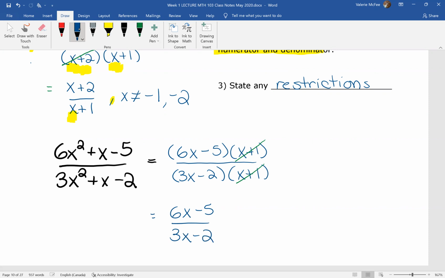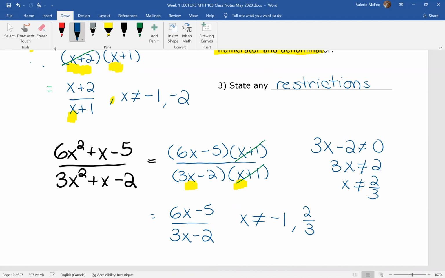Pause your video now and find the restrictions. Remember, we need to go back to the entire factored denominator. There are 2 values of x here. That tells me we're going to have 2 restrictions. X cannot equal -1 is the easier one, but for that second factor, you might want to let it equal, or not equal, 0 and then solve. Two restrictions. Maybe watch that again, and then in the next video, there are some more practice questions for you.